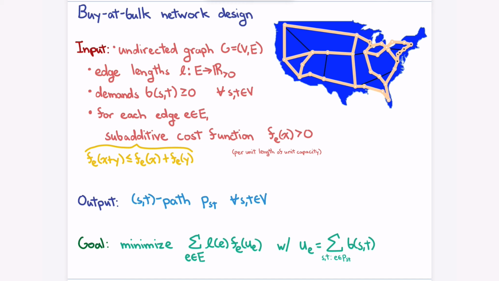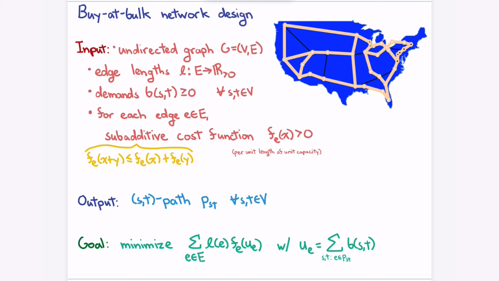So you start with an undirected graph, and you have edge lengths for all the edges, and then you have demands, and then you have this sub-additive cost function on every edge. What you want to do is, for every ST pair, choose a path. That's where you're going to lay the network, you're going to lay the wires. It's like buying a path.